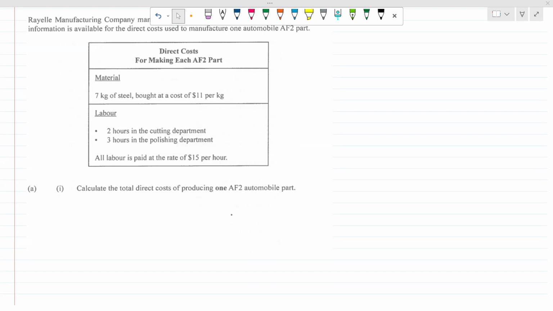So everything here is direct cost. So our direct materials is going to be 7 kgs by $11 per kg. So that's $77. Direct labor is broken up into 2 departments. We have the cutting department and we have the polishing department.